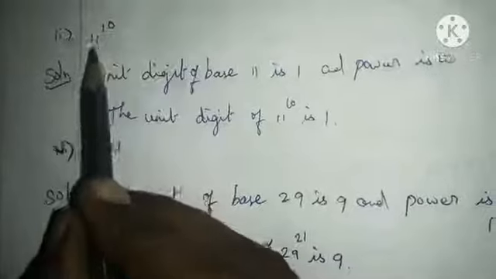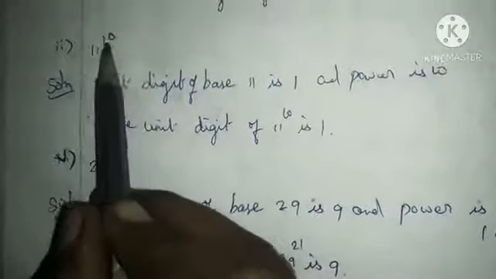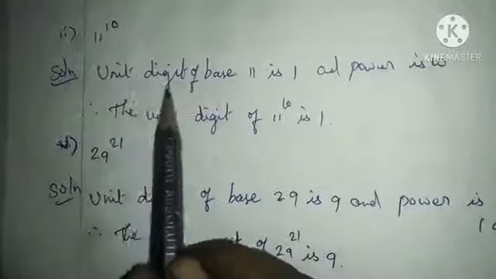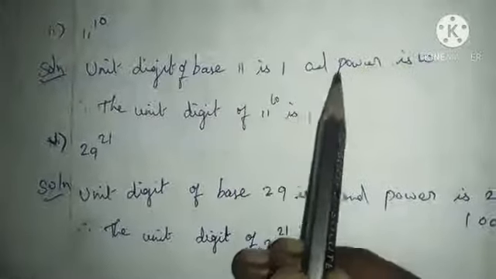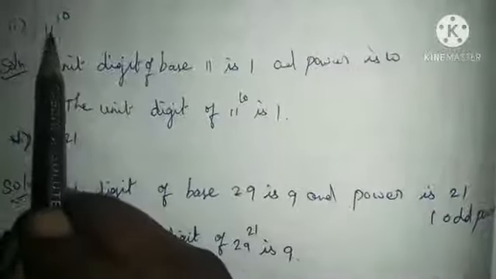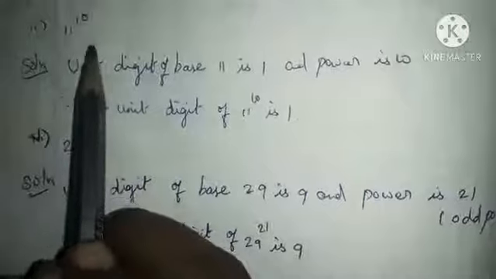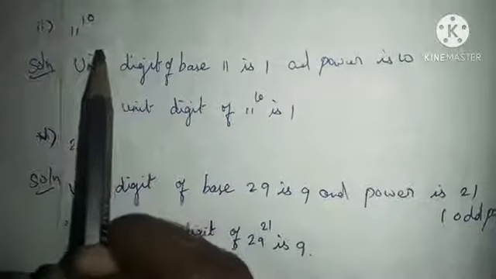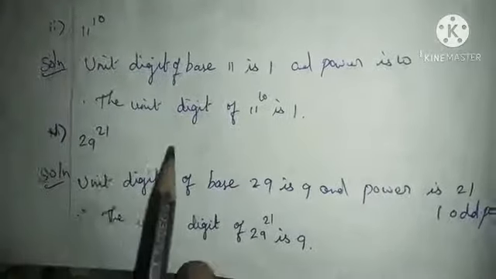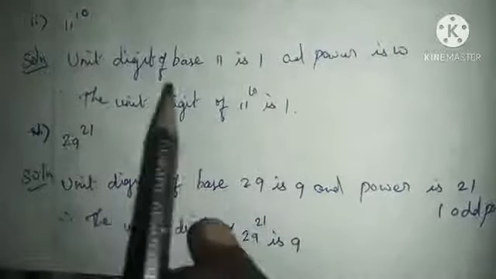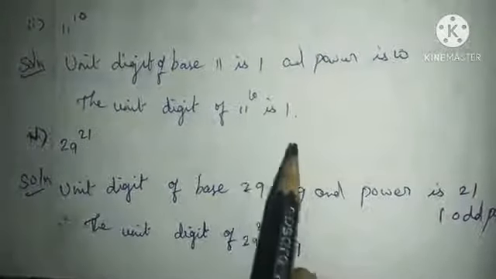Next sum, 11 to the power 10. Here 11 is the base and 10 is the power. The unit digit of base 11 is 1 and the power is 10. When the unit digit is 1, the expanded form of that exponential form also ends with 1. Therefore, the unit digit of 11 to the power 10 is 1.